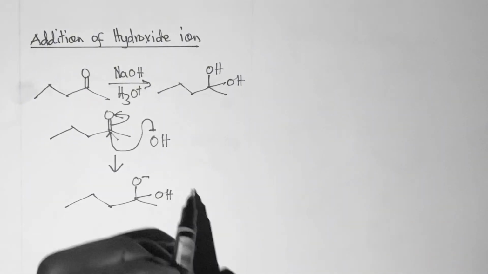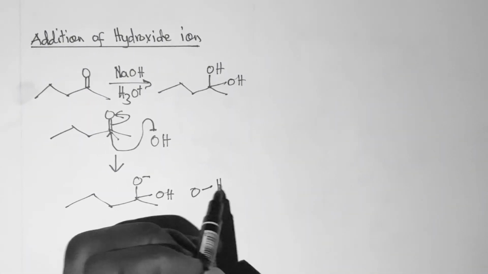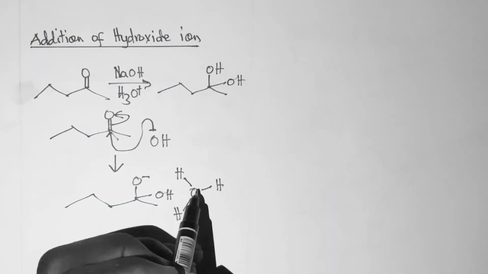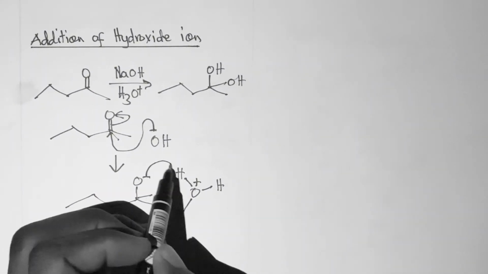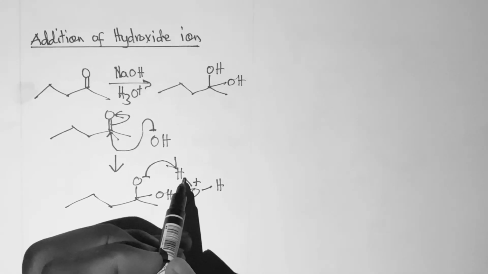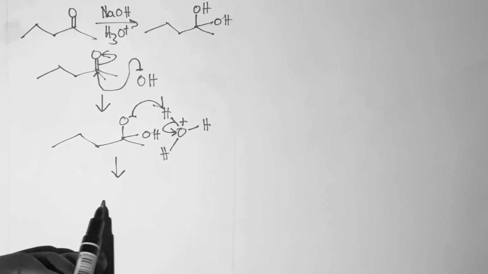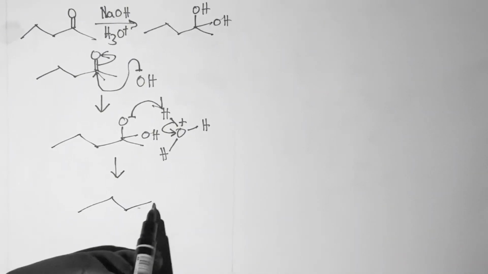But the next step is the protonation or the acidic workup. So this will use its lone pairs to pick this proton, causing these electrons to be moved to the oxygen and leading us to the final product.